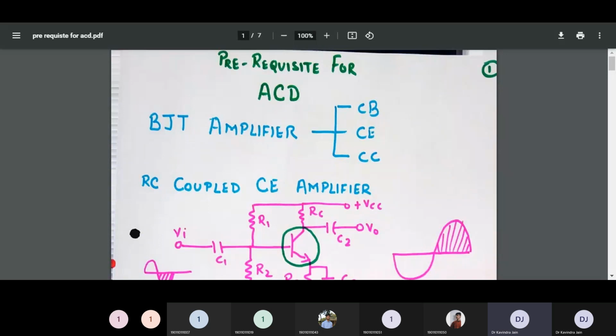Very good afternoon, dear students. I hope my voice is audible to all of you. I'm going to start the lecture. As per the request of the students, today we are going to start with the first unit of our subject of ACD. It is a revision class for mid-semester exams for all of you.